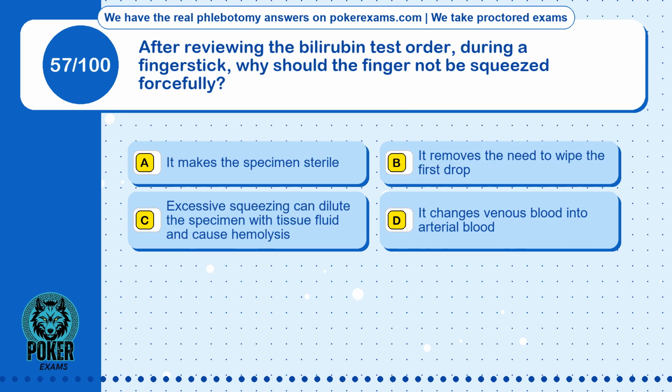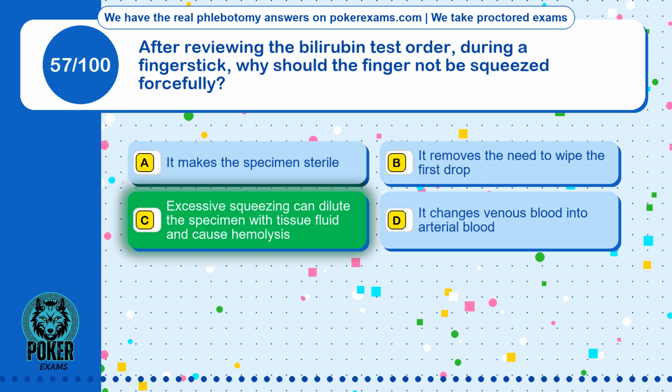Question 57. After reviewing the bilirubin test order, during a finger stick, why should the finger not be squeezed forcefully? Option A. It makes the specimen sterile. Option B. It removes the need to wipe the first drop. Option C. Excessive squeezing can dilute the specimen with tissue fluid and cause hemolysis. Option D. It changes venous blood into arterial blood.